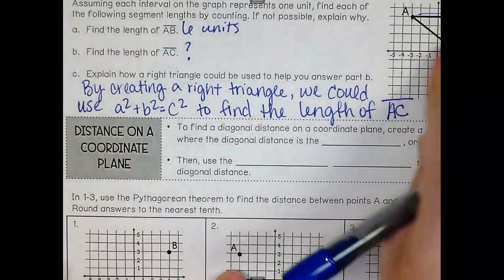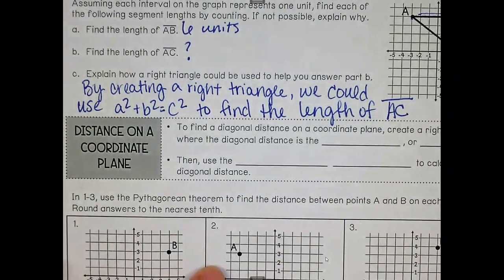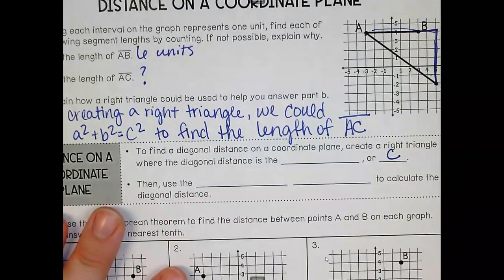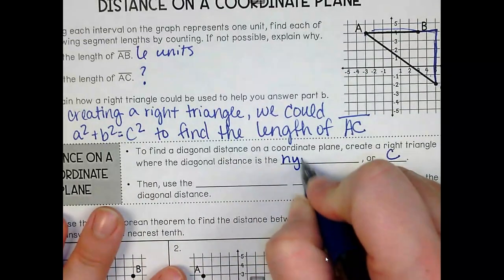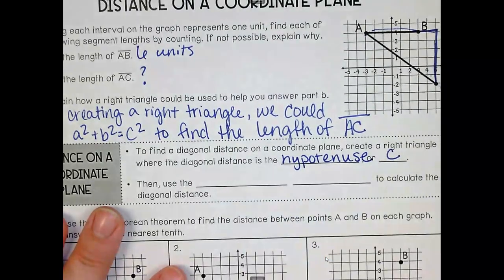The diagonal is always what? C. Is always C, okay? What is C? What is the technical name for that? Longest. No, starts with an H. Hypotenuse. Okay, the other ones are the legs.